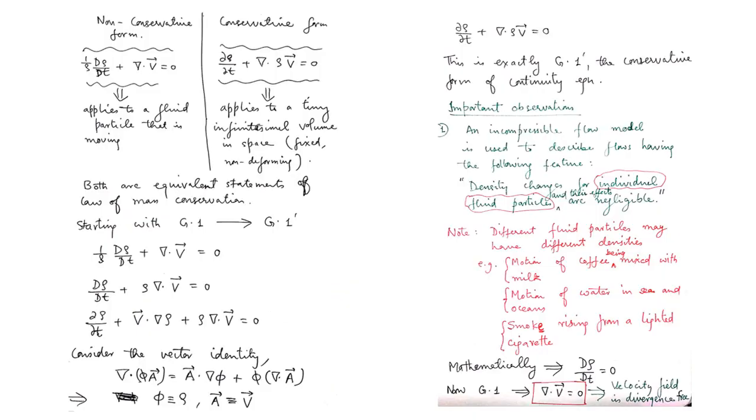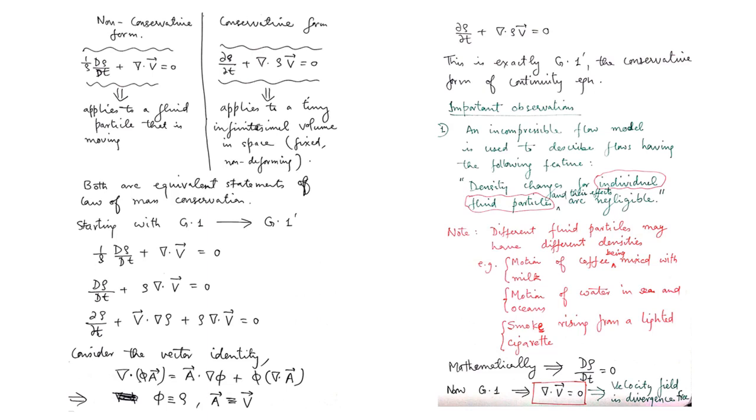So now the non-conservative form and conservative form I have just summarized here. As I've said, the non-conservative form applies to a fluid particle that is moving, while conservative form applies to a tiny infinitesimal volume in a space which is fixed, non-deforming, and it is not moving. Okay, so volume is not moving, volume is just an empty thing in space. Okay, fluid is moving through it.